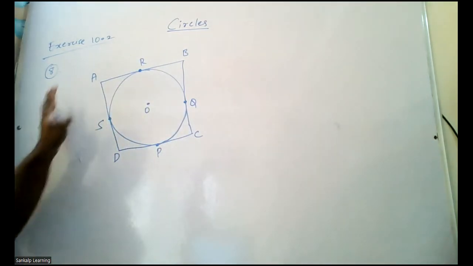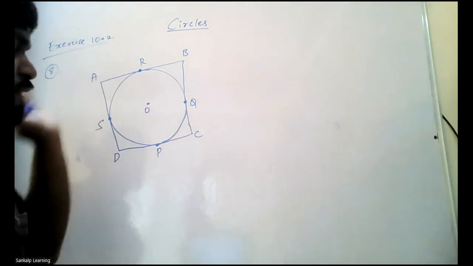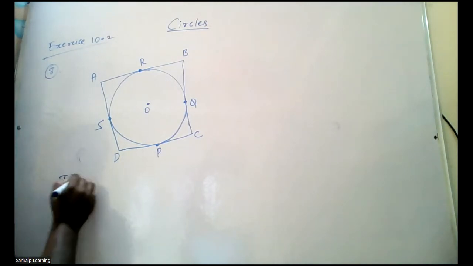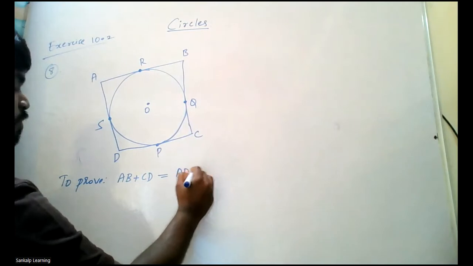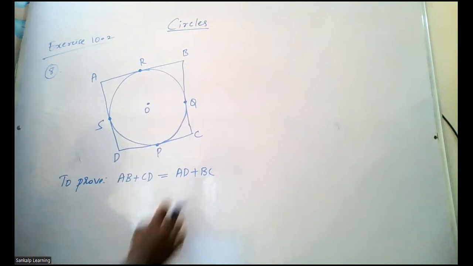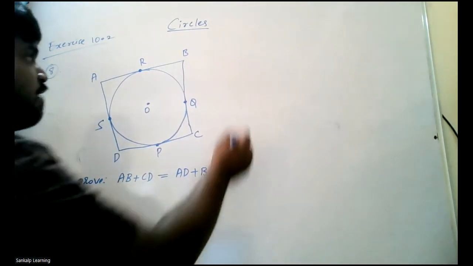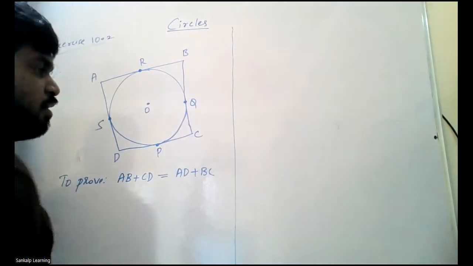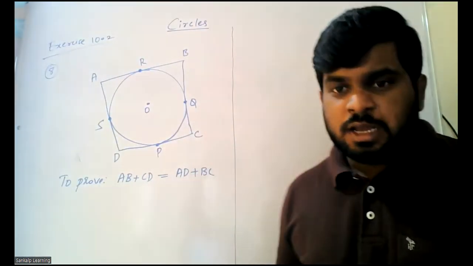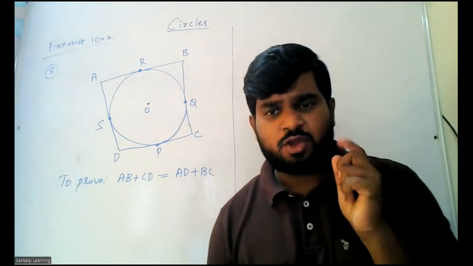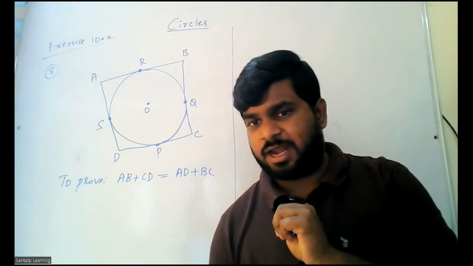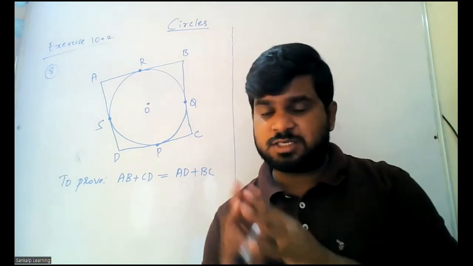Forget about the figure, okay? If you want, you can change the names. Doesn't matter. Now, what should we prove? We have to prove that AB plus CD, AB is this, CD is this, will be equal to AD plus BC. These two opposite sides you added, these two opposite sides you added, prove that they are equal. This is the question. Now please listen, a very, very easy one, but very important. Till now we were using only one property of tangent, that is, the tangent is perpendicular to the radius. The other property we were not using. This is where we are going to use it.